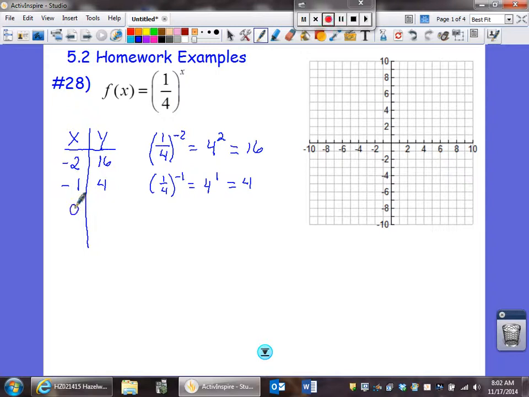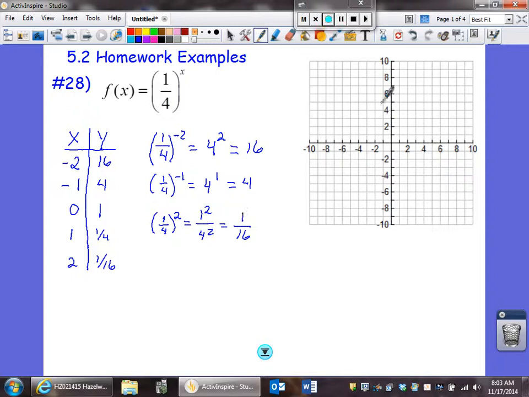If I choose 0, anything to the 0 power in math is 1. So I don't care if it's 1/4 or it's 4. Anything to the 0 power in math is 1. And I'm going to go ahead and do another one. Let's see, 1/4 to the 1st power is 1/4, which is 0.25. And 2, if you put 2 right up here, then you will have, just so you can see it, 1 squared divided by 4 squared, which is 1/16. So you're seeing these numbers get smaller and smaller, but they never get negative. Never, never, never get negative.